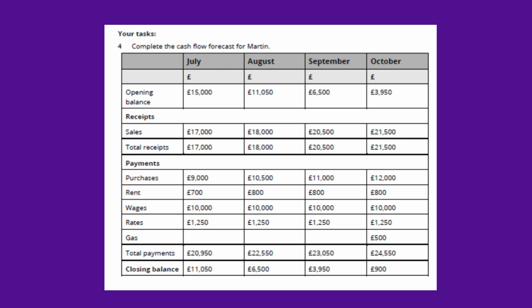That balance goes forward, and if we look at that, he's got total receipts of 18,000, and then he has got total payments of 22,550, and again, his outgoings. He's got a closing balance of £6,500, and you can see a pattern here. His closing balance is looking a little bit concerning. So we put the opening balance back at the top, and you can see we go through the same process. His closing balance is 3,950. We put that at the top, and we end up with another closing balance of £900.